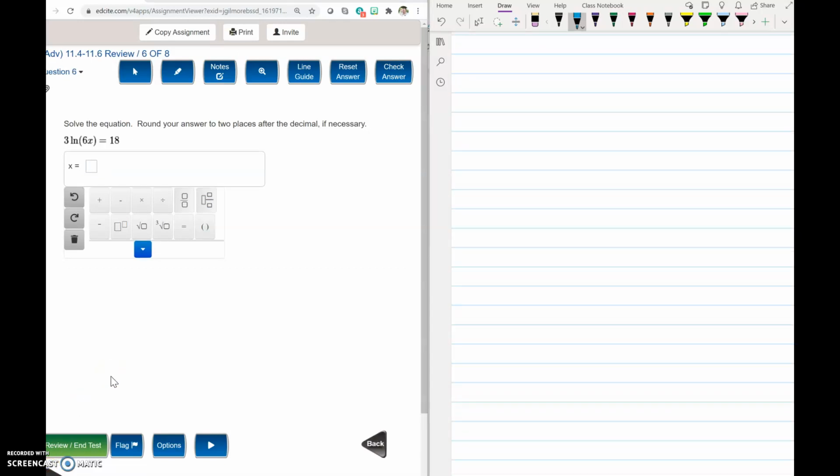Okay, here's an example where the log is not by itself, so you're going to have to do a little bit of work before you change forms. So the first thing we need to do is divide both sides by 3. 18 divided by 3 is 6. Now, what base is ln? ln is the same as log base e. So you could take the time to rewrite this as log base e of 6x equals 6.